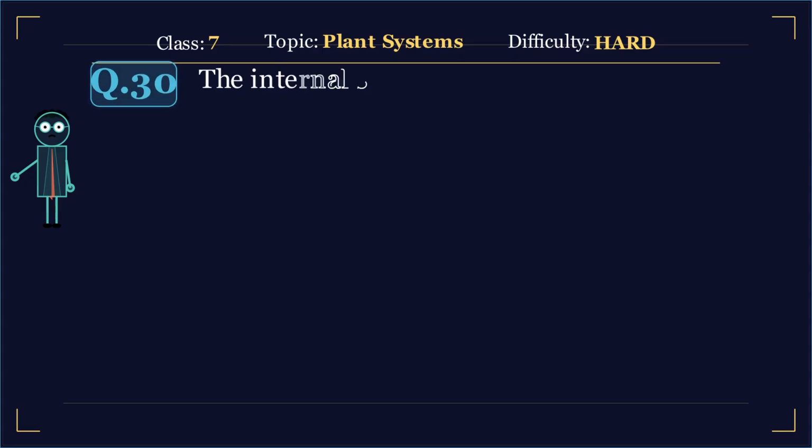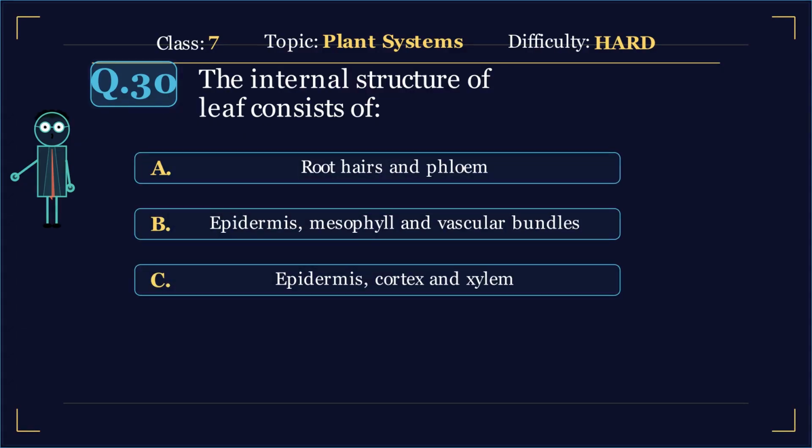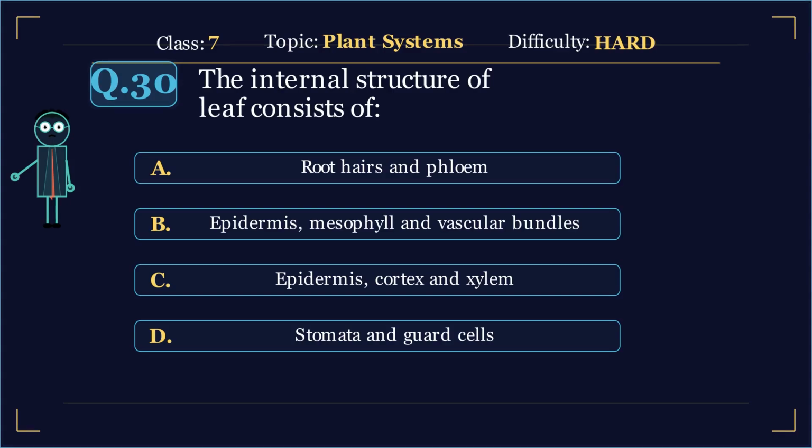Question 30. The internal structure of leaf consists of: Option A, root hairs and phloem. Option B, epidermis, mesophyll and vascular bundles. Option C, epidermis, cortex and xylem. Option D, stomata and guard cells.